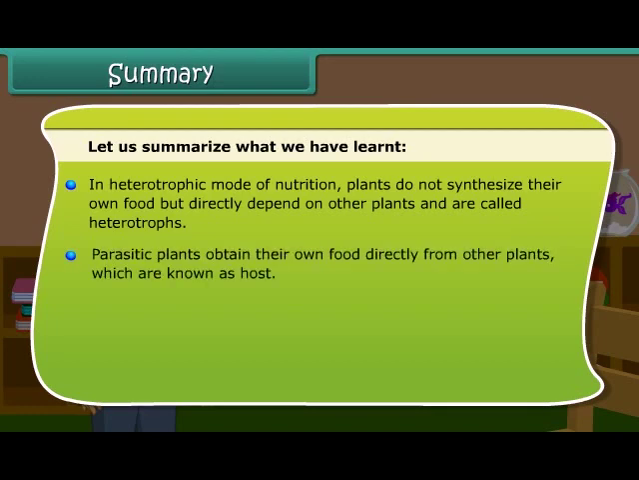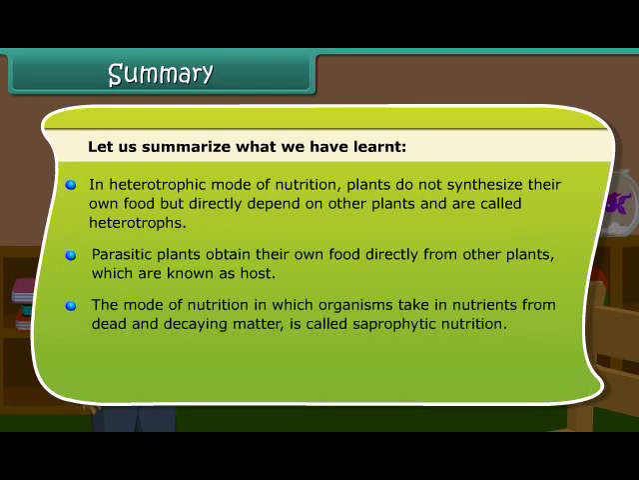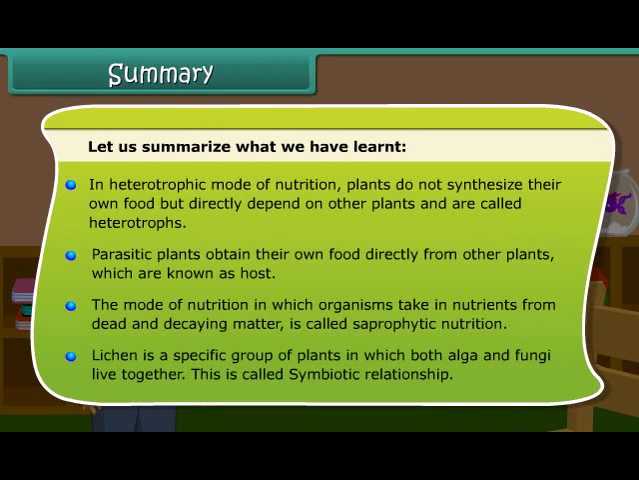Parasitic plants obtain their own food directly from other plants, which are known as host. The mode of nutrition in which organisms take in nutrients from dead and decaying matter is called saprophytic nutrition. Lichen is a specific group of plants in which both algae and fungi live together. This is called symbiotic relationship.